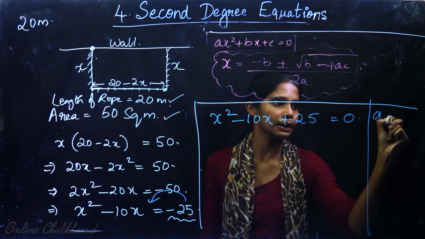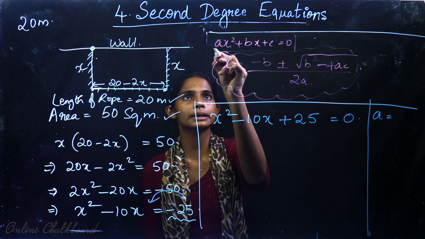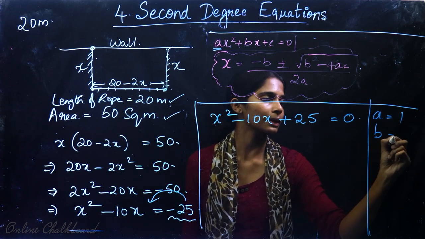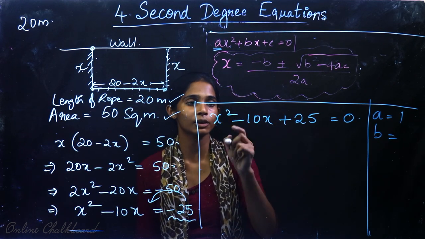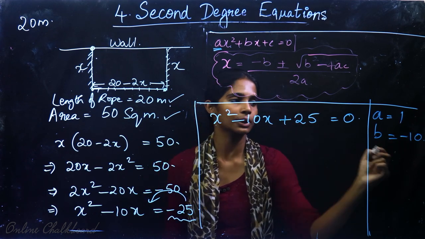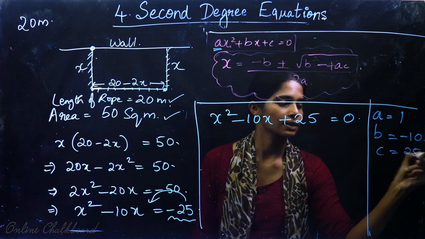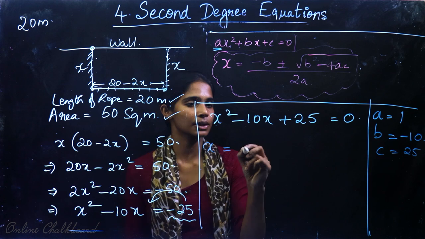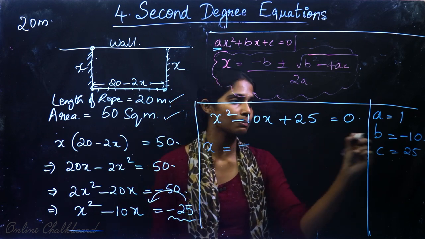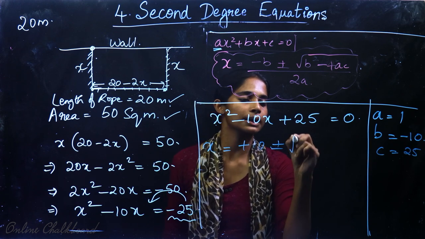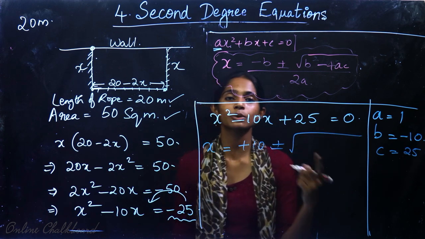Now we can find a, b, c to substitute in the formula. a is the coefficient of x square, so that is 1 here. b is the coefficient of x, that will be minus 10 here, and c is the constant value, that is 25. Then by the general formula, x is equal to minus b, that is minus of minus 10, so that will be plus 10 plus or minus root of b square minus 4ac.